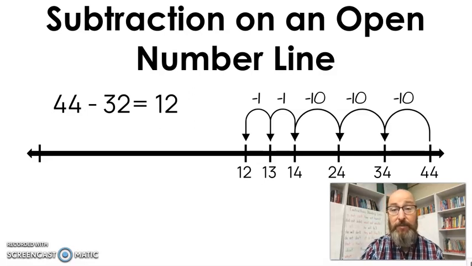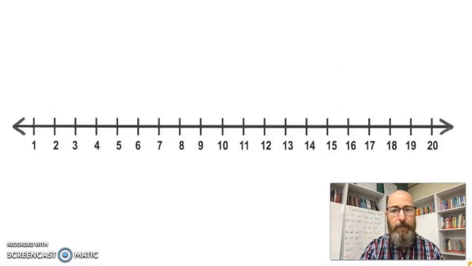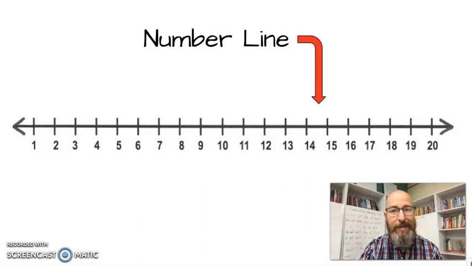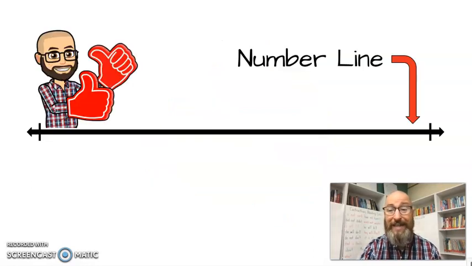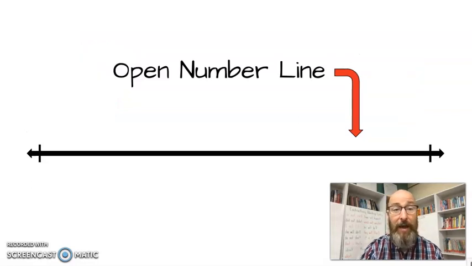Today we're going to look at subtraction on an open number line. Now you might be thinking to yourself, open number line? I thought this was a number line. It is a number line, but it's not an open number line. Usually if you see a line with no numbers on it, you're thinking, there's no way that's a number line. I don't see any numbers on it. But you know what? It is a number line. It's a special number line called an open number line.